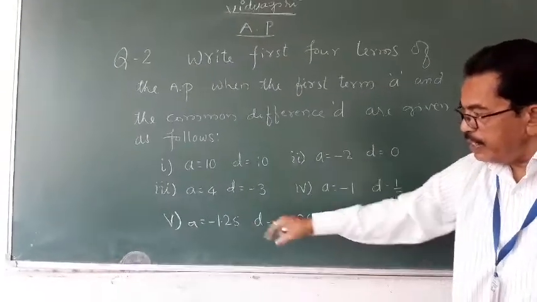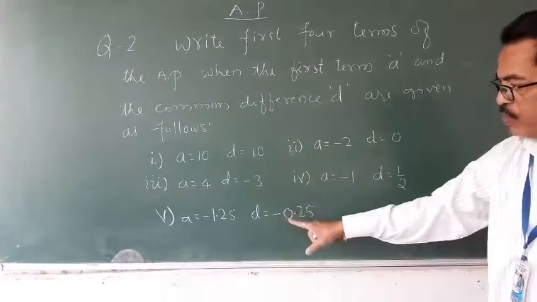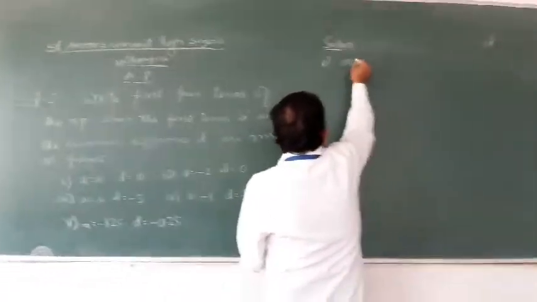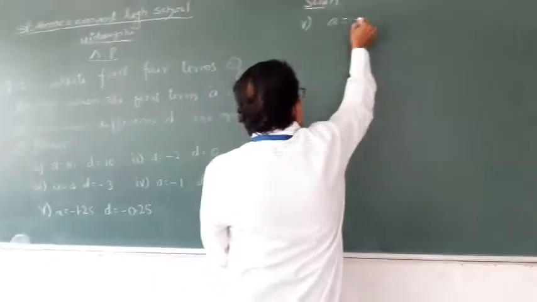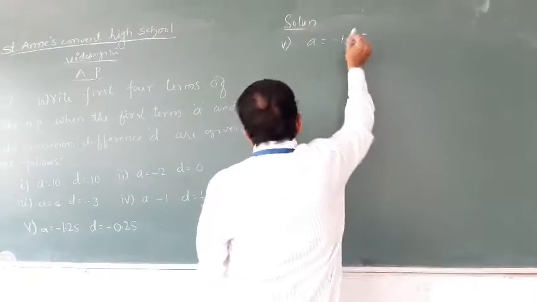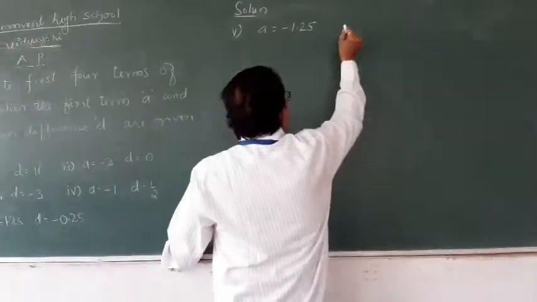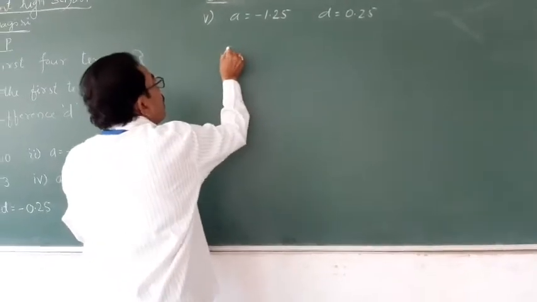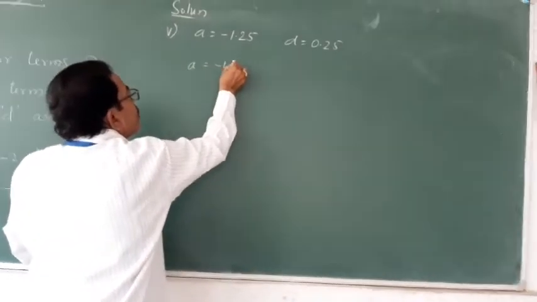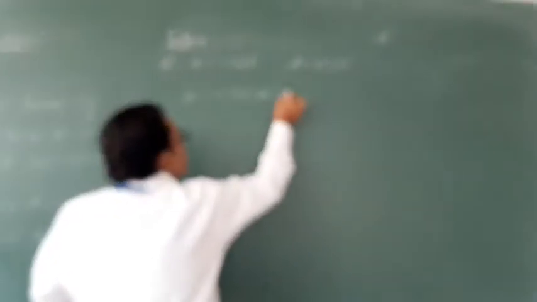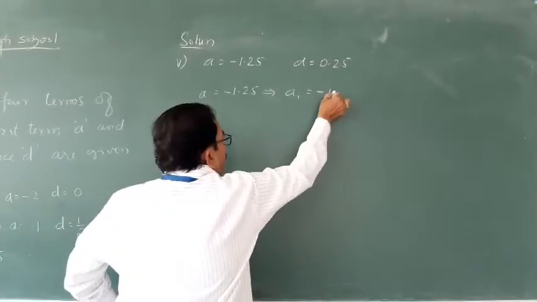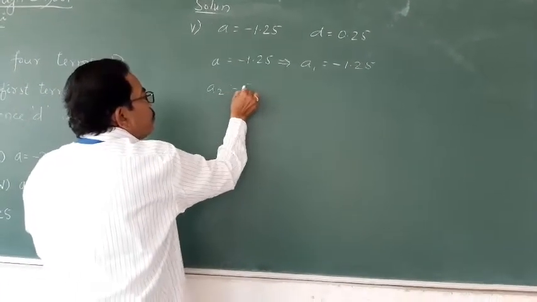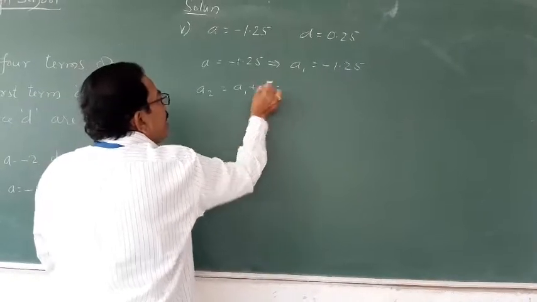A equals minus 1.5, D equals 0.25. Okay. Fifth. A equals minus 1.25, then D equals 0.25. A equals minus 1.25, that implies A1 equals minus 1.25. Then A2 equals A1 plus D.